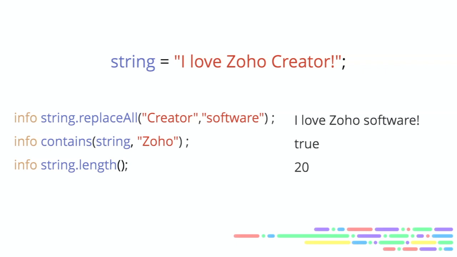Same way, you can check if something contains a word, so you do contains, and then the original string, which is I love creator. If it contains the word Zoho, it comes back as true. If it doesn't contain it, it comes back as false. Then you also got something called length. So length is how many characters long something is.